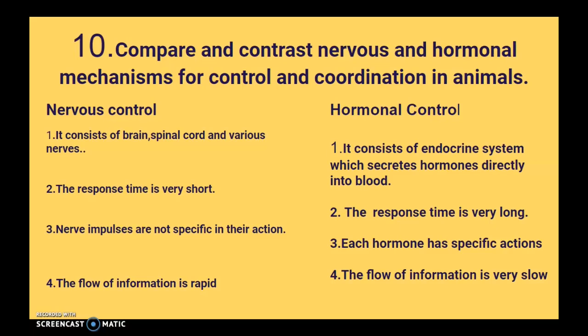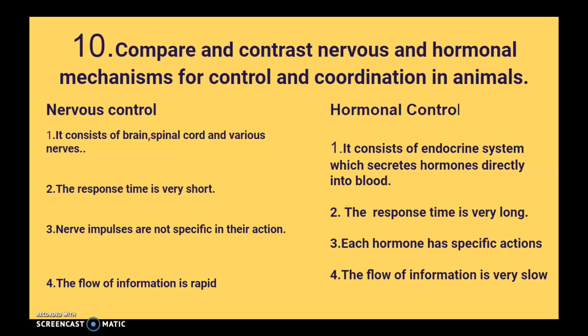Compare and contrast nervous and hormonal mechanisms for control and coordination in animals. Here, in the answer, you need to make two columns. First is nervous control, second is hormonal control. And there you need to write the differences point-wise. First point, the nervous system consists of the brain, spinal cord, and various nerves. In the hormonal control, you need to write down it consists of the endocrine system which secretes hormones directly into the blood.